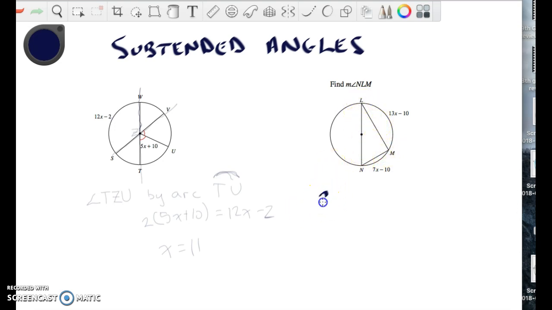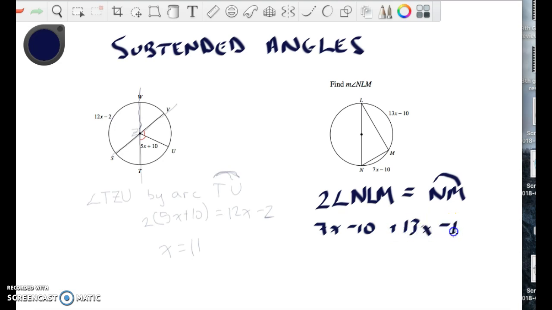So if I multiply angle NLM by 2, then I'm going to have that equal to arc NM. So that's how I'm going to set up the equation. But first, I've got to find out what x is. And we know that 7x minus 10 plus 13x minus 10 is equal to 180. And now we can solve for x from there.